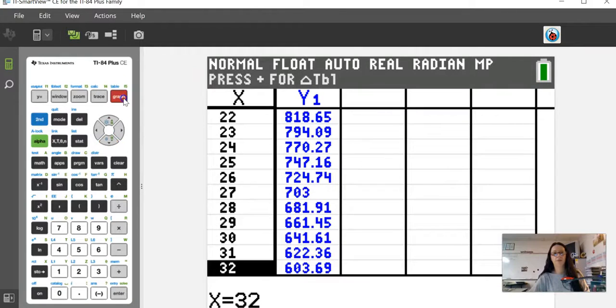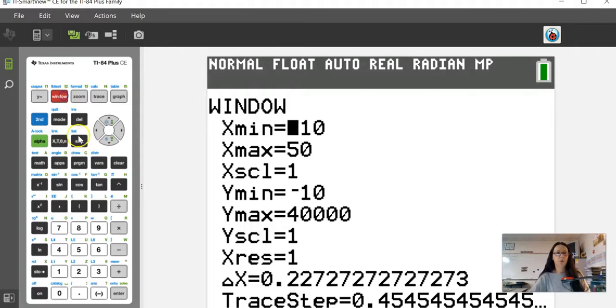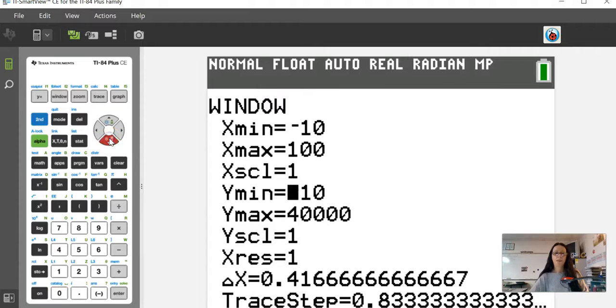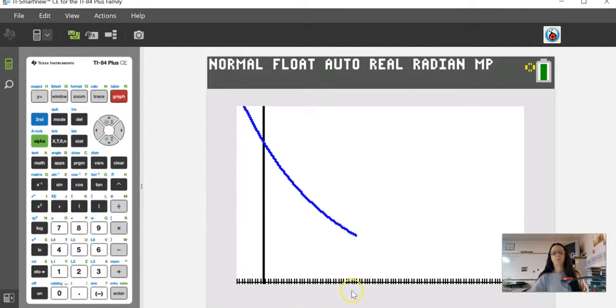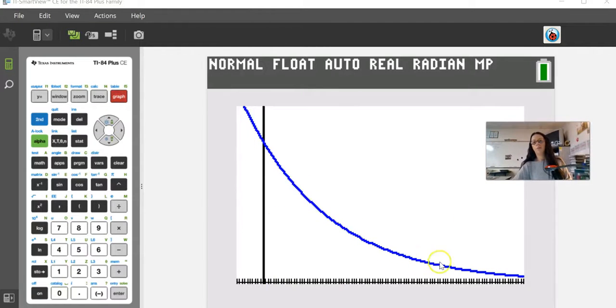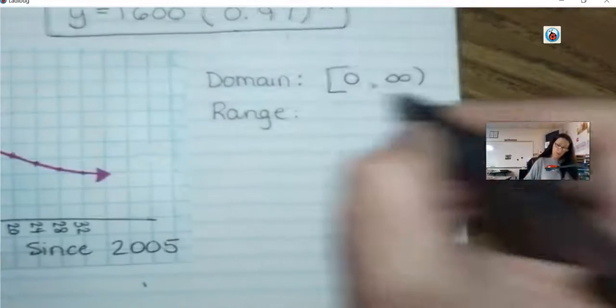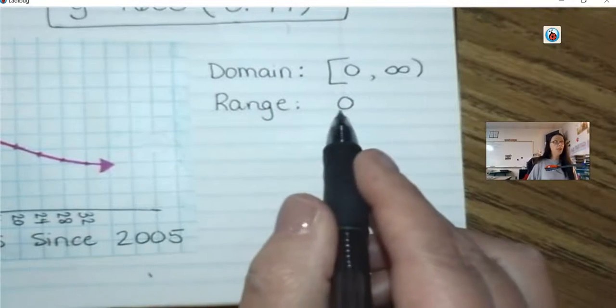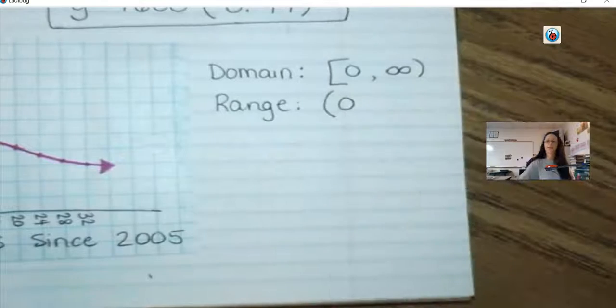Or if I look at my graph, I need to adjust my window. We'll do -10, we'll do 200. Y maximum, we'll do 2000. So see, this graph goes on forever, but it goes down. It's going to get really close to 0. It's never going to touch 0 though, because the graph can never touch 0. So the smallest number it's going to get to is 0, but it will never touch 0. So it gets a parenthesis because it can't touch 0.